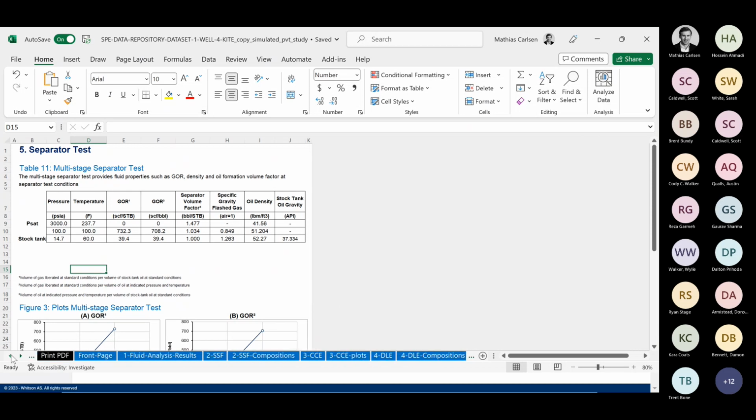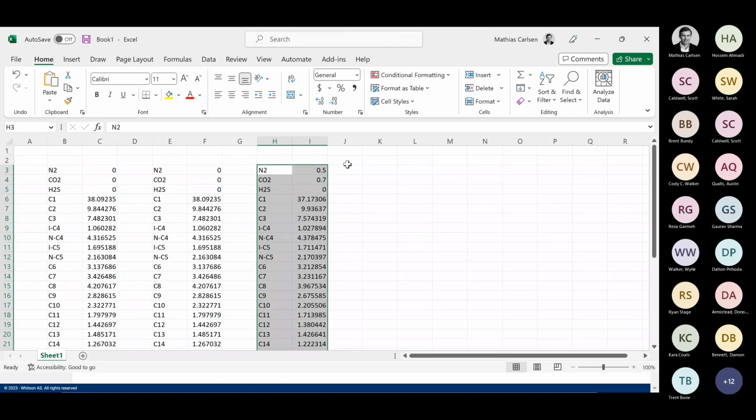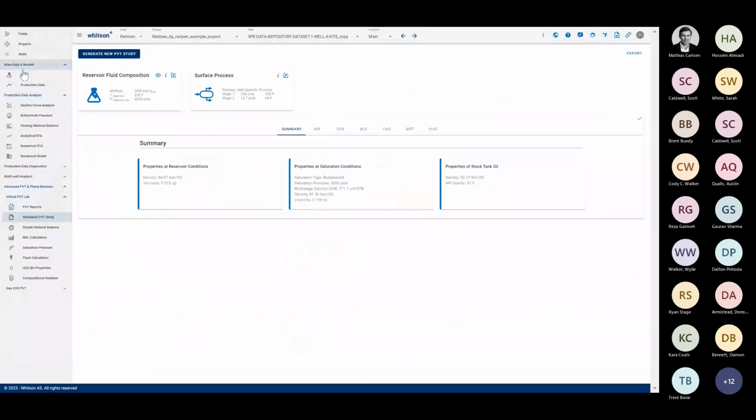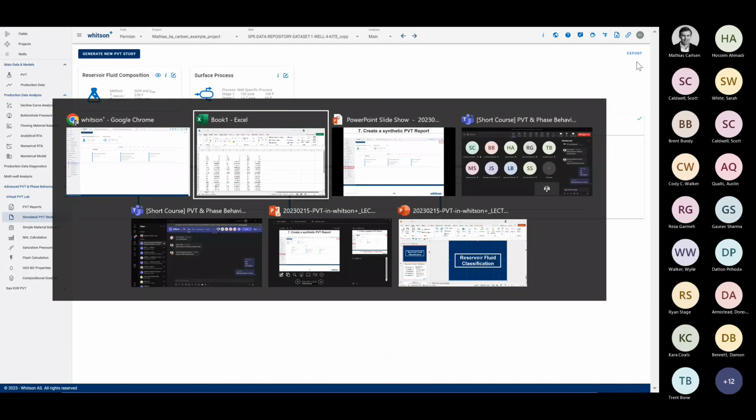It can also be nice, if you want to do a quick QC, just to check for similarities in saturation pressures and such between a laboratory measured report and the equation of state you have uploaded for your field. So it has several different use cases that I think could be nice for you all to know about. So again, go down there, simulated PVT study, generate new PVT study, and we are off to the right system. You export it up here to the right.